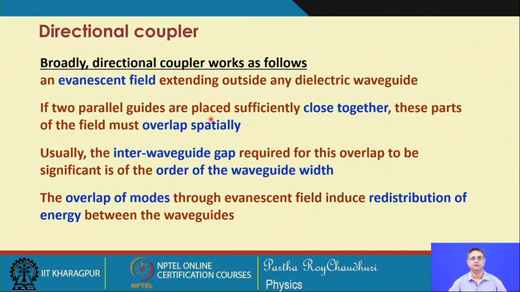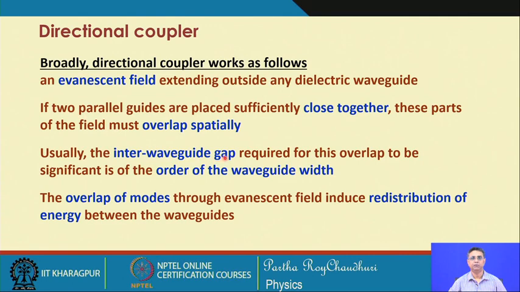So, directional couplers work as follows. There is an evanescent field, an evanescent tail, which extends beyond the core cladding interface that we have seen in a waveguide, and if two such waveguides are lying parallel to each other and sufficiently close, then this evanescent tail of one waveguide will hit the other waveguide.